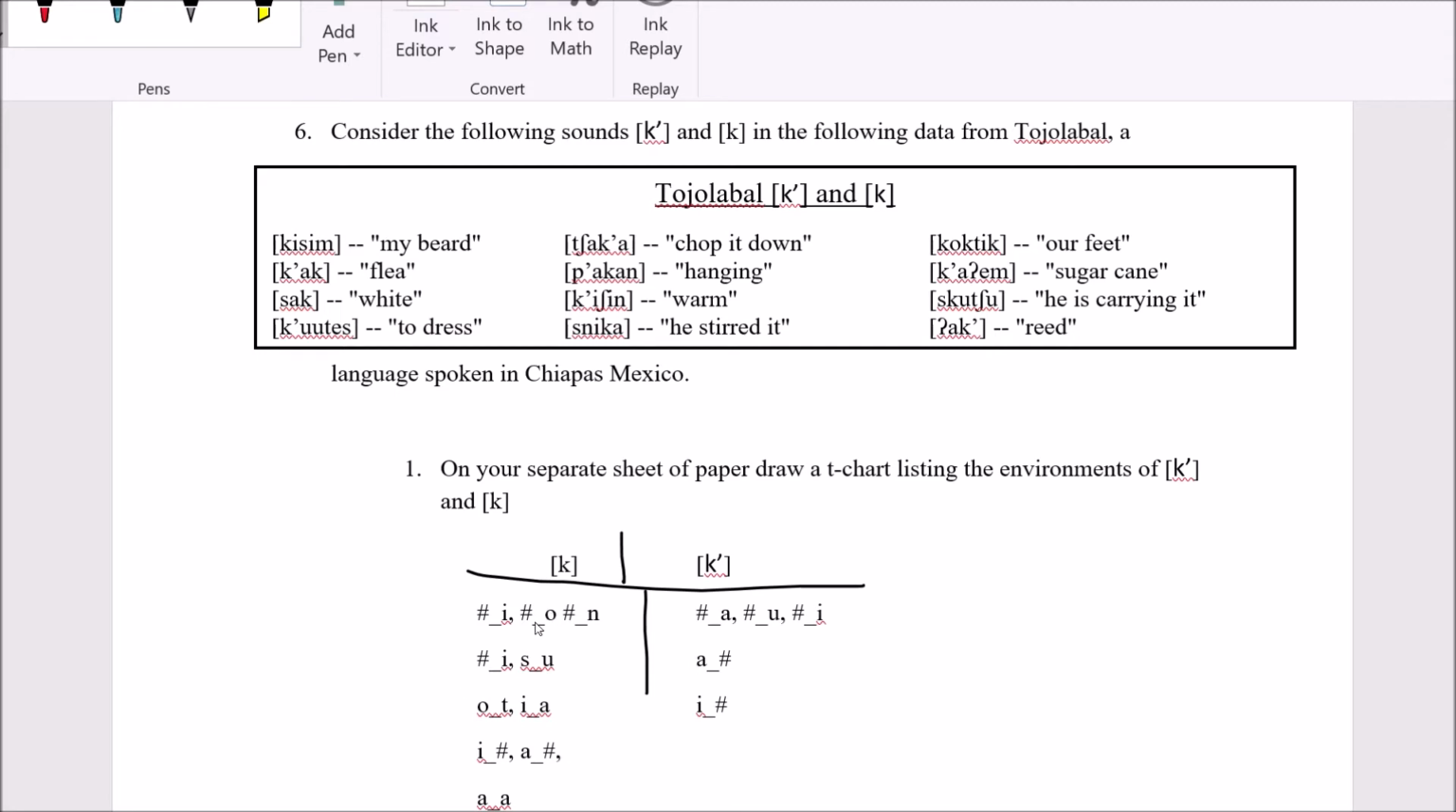So for example, we have kissim, meaning my beard, and then we have kishin, which means warm. Both k and the ejective in this sound appear at the beginning of a word, so between a word boundary, here between a word boundary that we represent with a hashtag, and e.